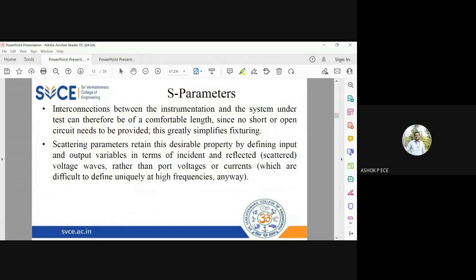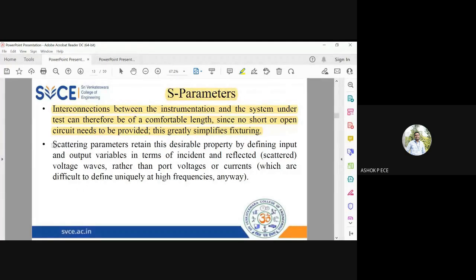And why short circuit and open circuit cannot be provided is because there will be a lot of interconnections between the systems, and those interconnections will be in the order of operating wavelength. So in that case, generating an open circuit or short circuit in my circuit will actually tend to change the circuit behavior. I don't want to take the risk of making a properly stable system unstable, so I don't want to do that. So I measure the parameters in a different way. That is called S parameters.